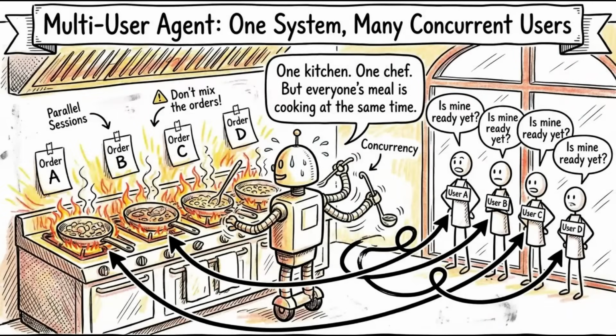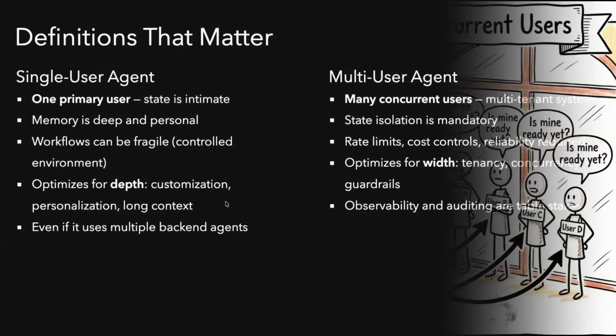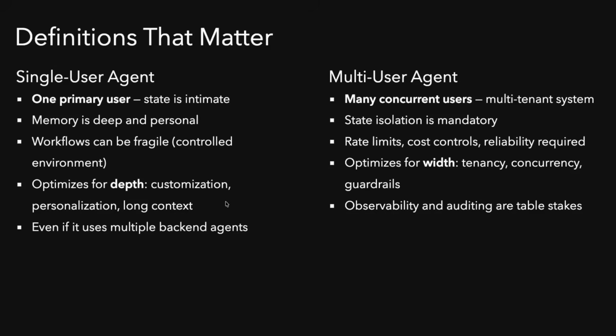And so the analogy here is that a multi-user agent is kind of like running a restaurant kitchen where you're going to have lots of things going on at the same time, and it's not just about one dish at a time. So this distinction is really important to understand, that it's not about one agent versus many agents. It's about one user's world versus a shared world where you've got isolation going on in there.